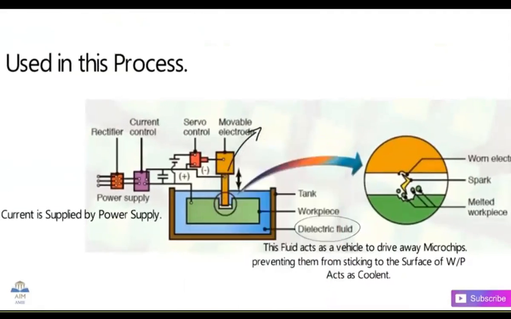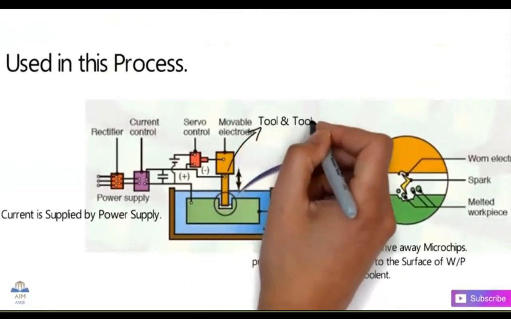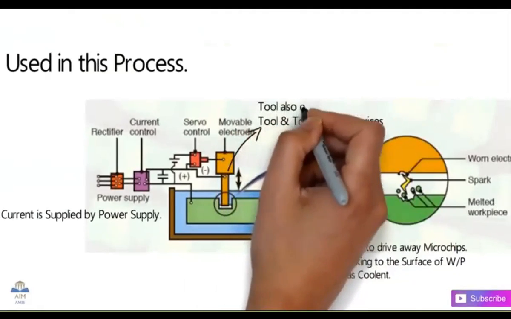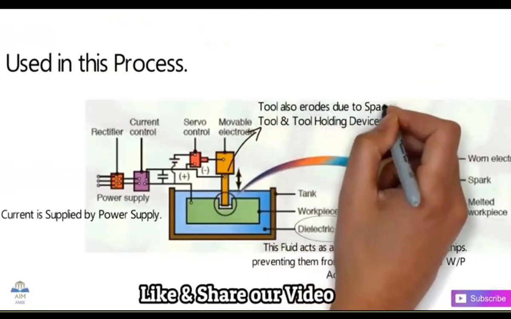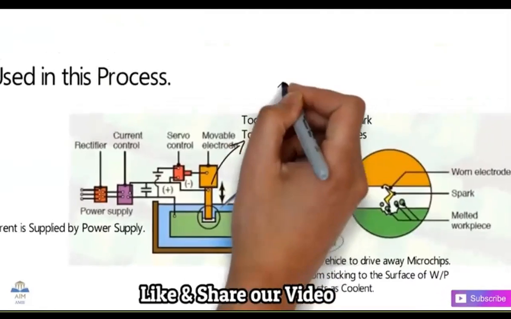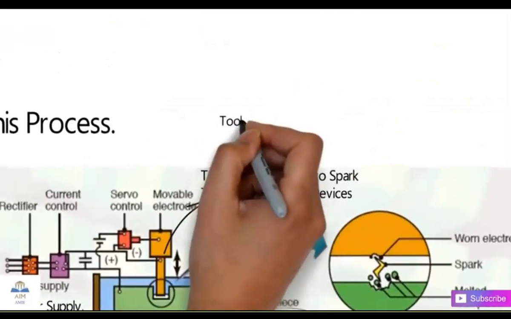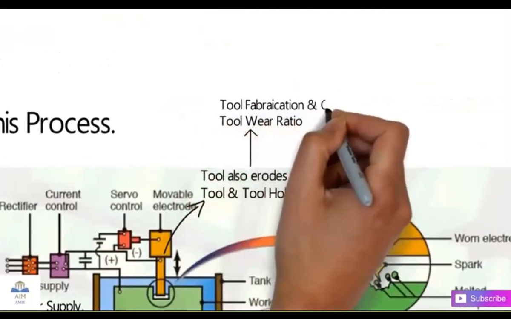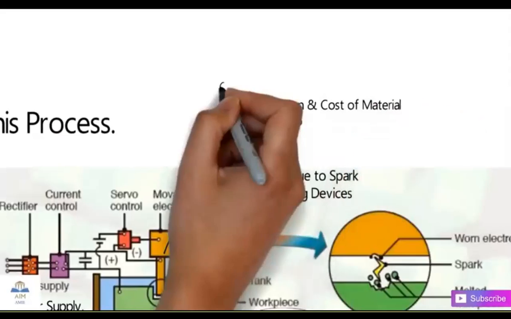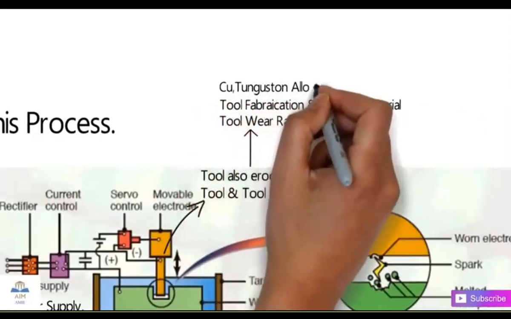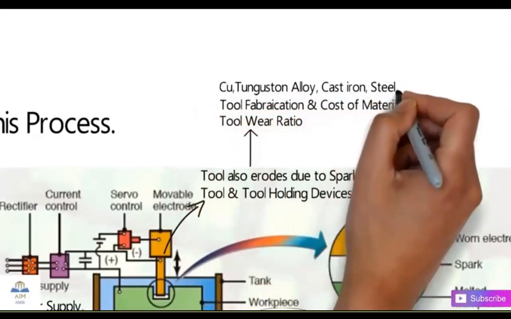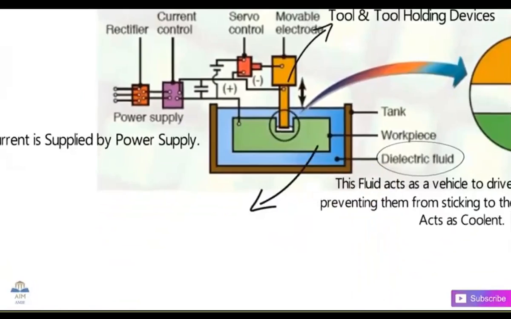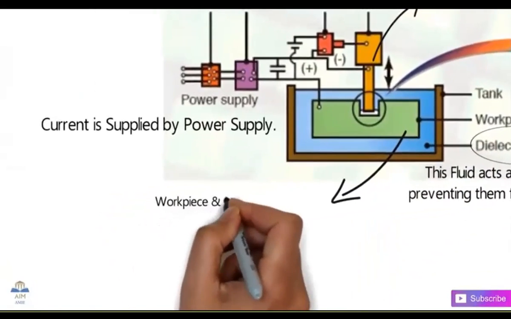The next important equipment is a tool, or we can also call it a tool holding device. The tool is a very important factor over here, and the tool also erodes as the workpiece erodes due to that spark. So the selection of the tool is very important, which is done on the basis of the wear ratio, tool fabrication, and the cost of the material. Basically, the main materials are copper, tungsten, alloy steel, cast iron, stainless steel, or graphite.